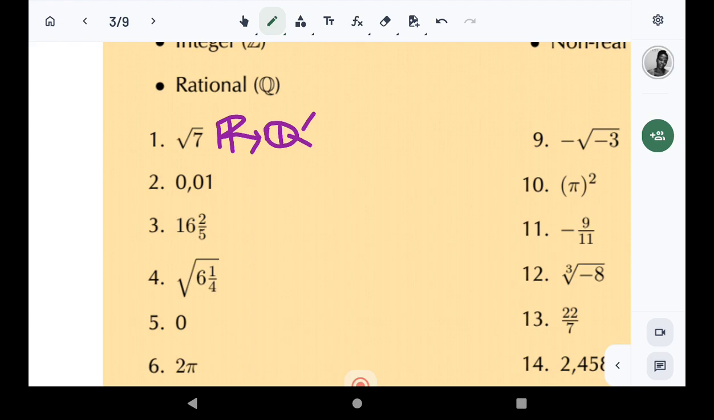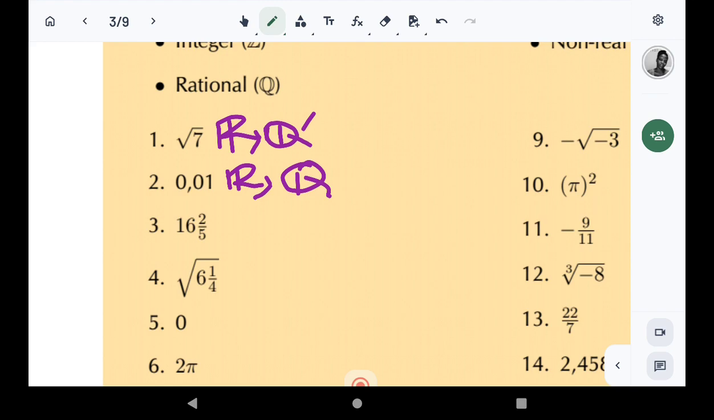We don't move forward. 0.01, that is a decimal that has an end. So it can be written as a rational number. It is real. Yes, you can find that in your calculator. And it is rational because it is a decimal that ends. But that's where it ends. It's not an integer.